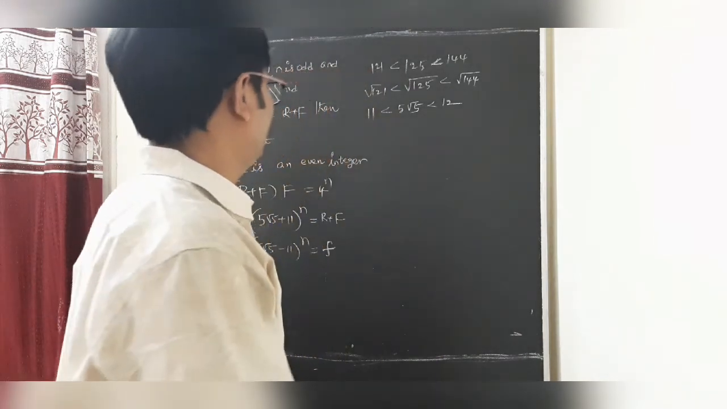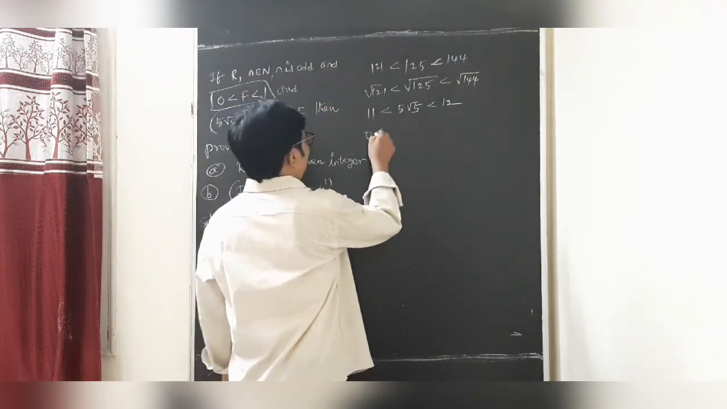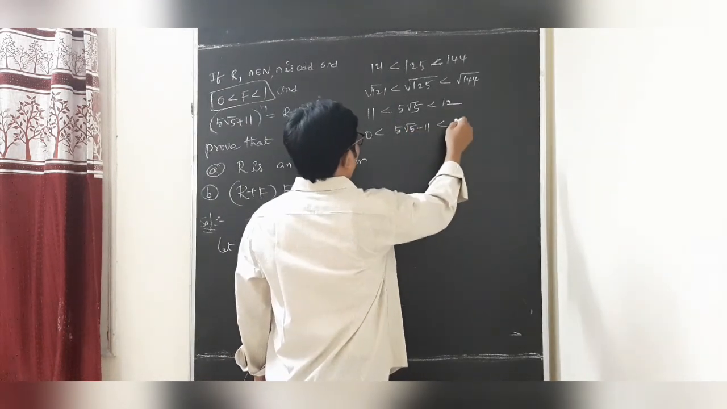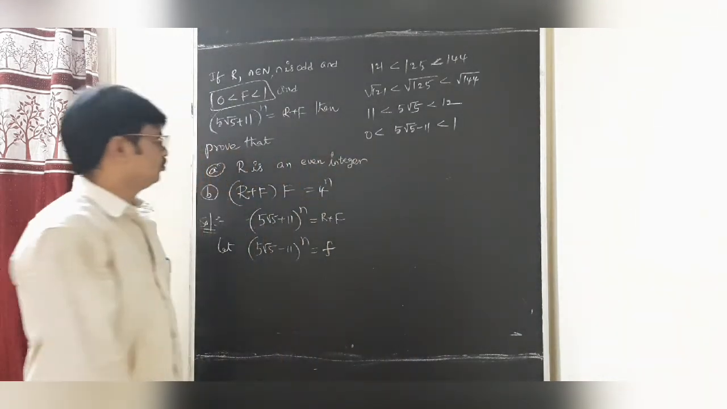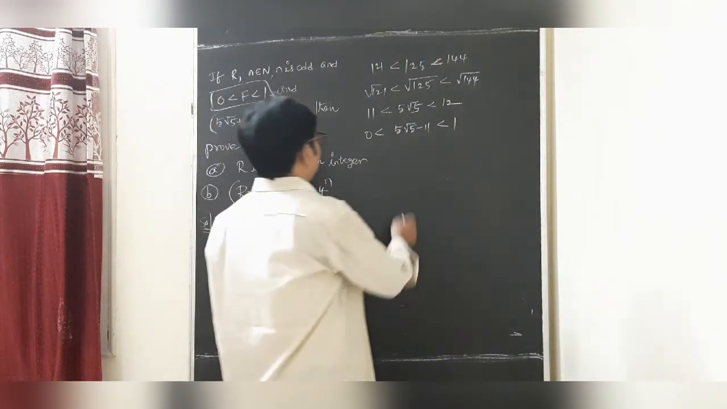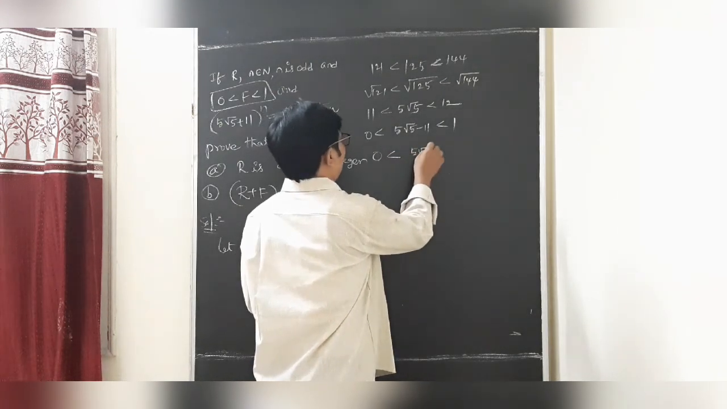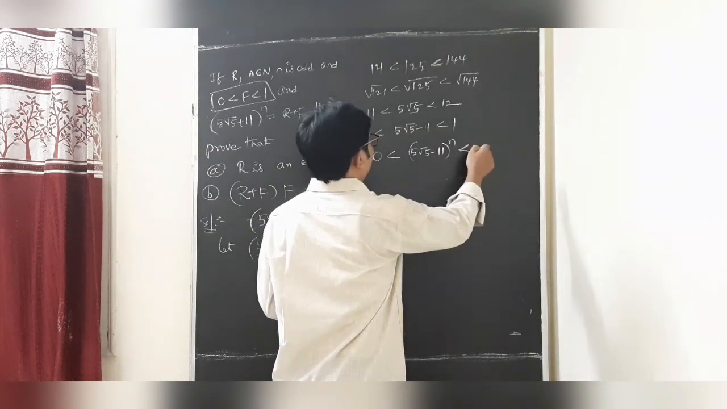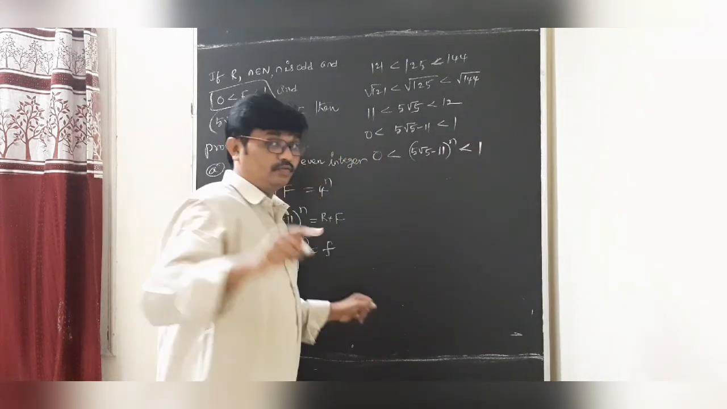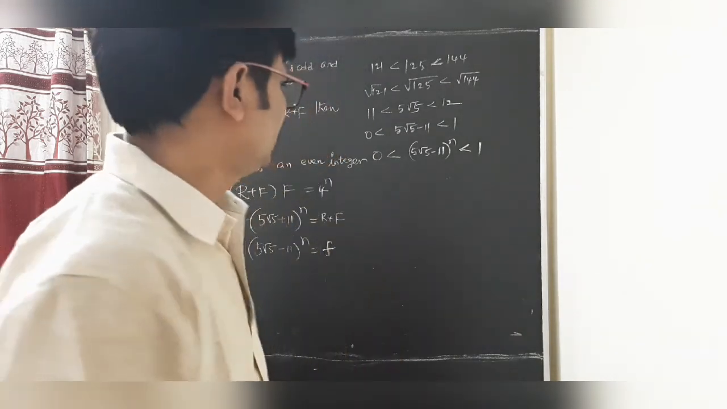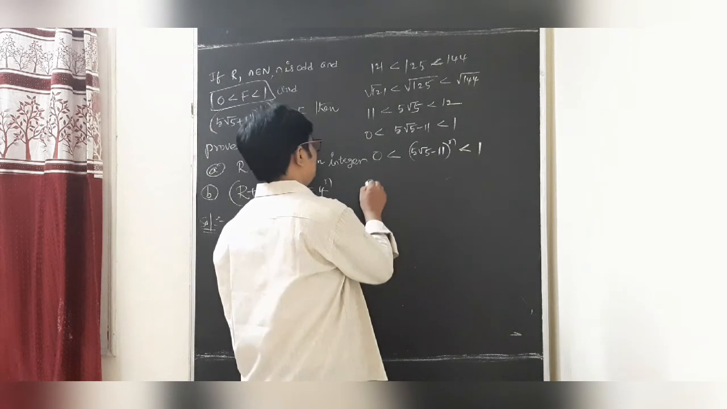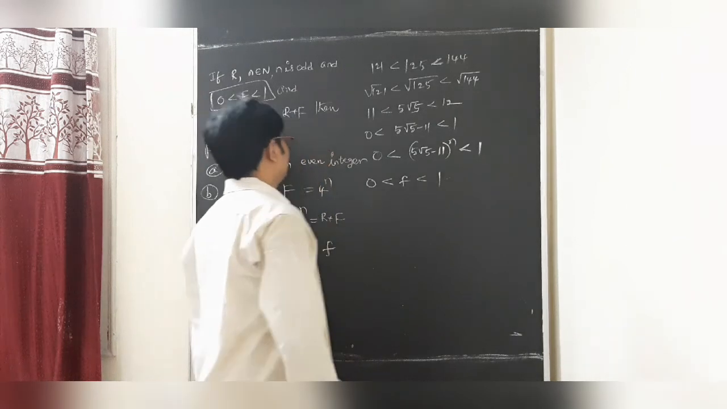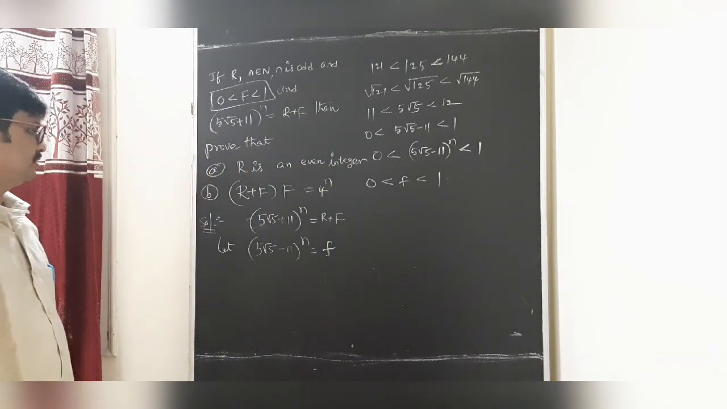Dear students, now subtracting 11 from each term: 11 minus 11 is 0, less than 5 into root 5, less than 12 minus 11, which is 1. Dear students, we are taking the whole power n. 0 power n is 0, less than (5 into root 5 minus 11) whole power n, less than 1 power n, which is 1 into 1 into 1, n times, which is 1. So students, 0 < f < 1. Okay students, 0 < f < 1.